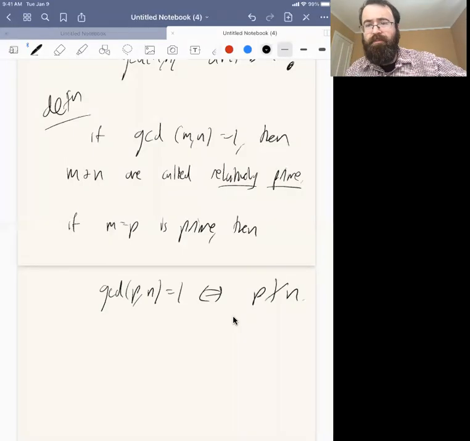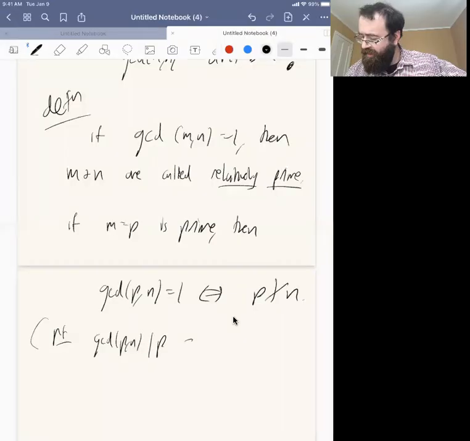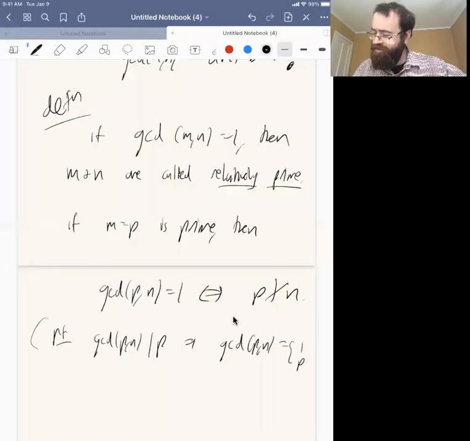Why is that true? So let me justify that, and then I'll talk about the notation a little bit. This is because the GCD has to divide P. It's a natural number, it divides P. It's either 1 or P, right? So proof: the GCD of P and N divides P, which implies the GCD of P and N equals either 1 or P, right? Those are the only two options.